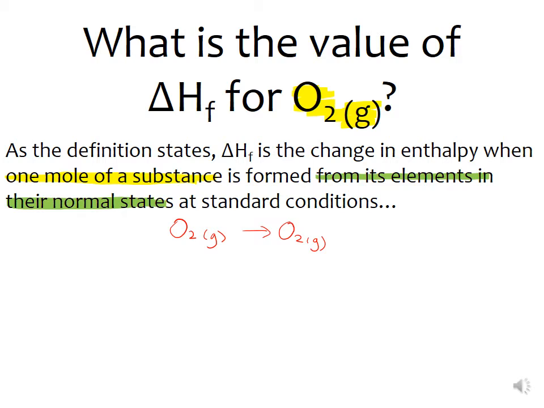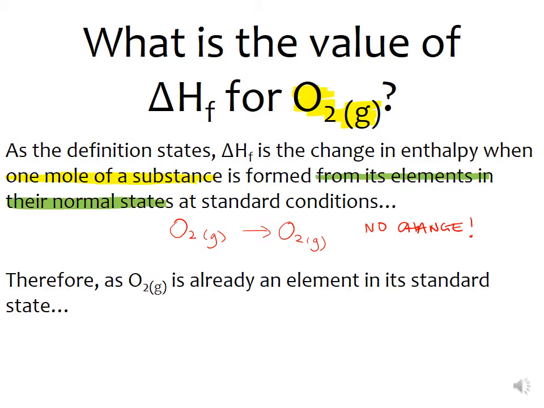So actually what we've got here is O2 gaseous forming O2 gaseous. There is no change. Now, if there is no change, there can be no enthalpy change. So therefore, as we've said, O2 is already an element in its standard state, and there is no change from reactant to product. Delta HF for O2 gaseous will be 0.